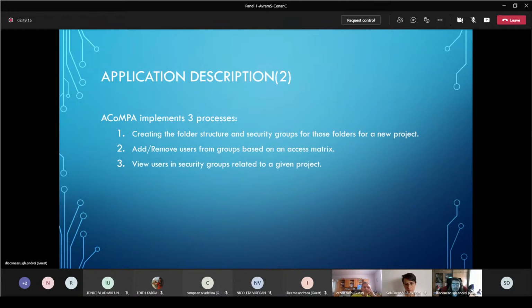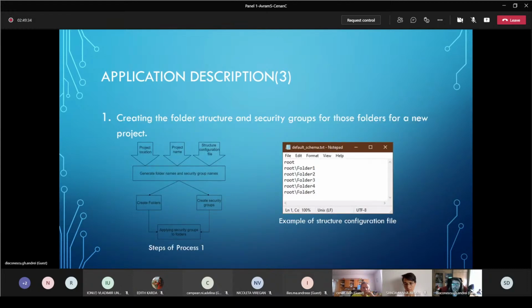Acompa implements three processes: creating the folder structure and security groups for this folder for a new project, adding or removing users from groups based on access matrix, and viewing users in security groups related to a given project. In the figure, you can see the steps for the process of creating folder structure and security groups, starting from data provided by the user: project name, project location, and a structure configuration file.